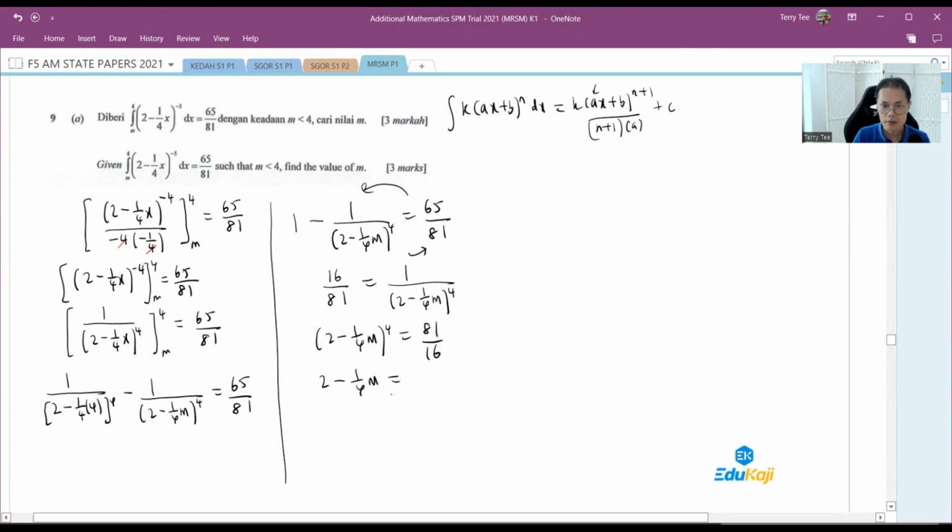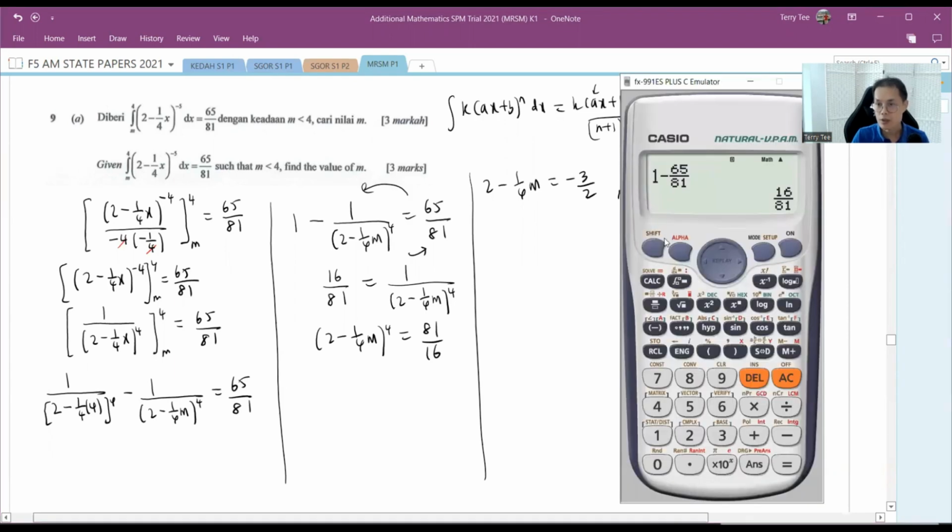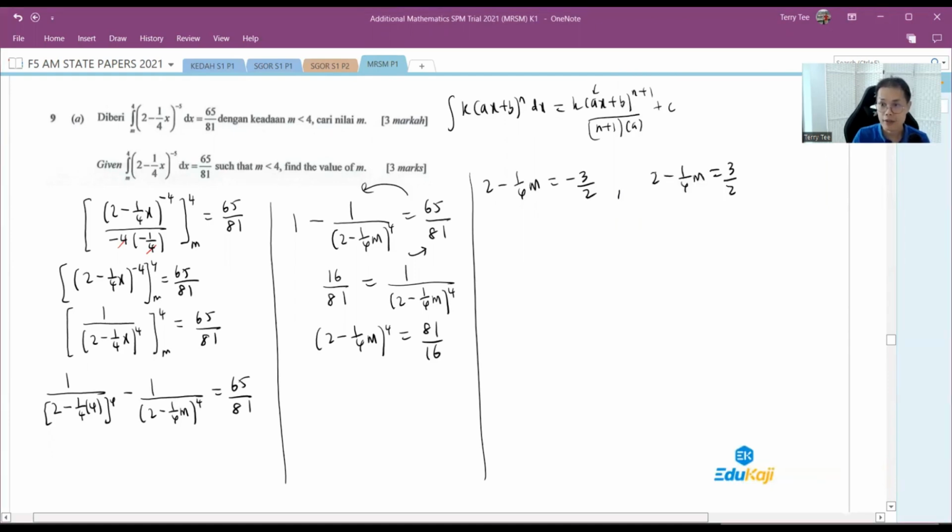There are two answers. All right, maybe I write it over here because it looks like I have more space. 2 minus 1/4 m equals -3 over 2. And let's work out the positive one as well, positive 3 over 2. Now, if you're not sure, you can use a calculator. You can just take shift power here because it's power 1 over 4. Put in your 81 over 16, you will get 3 over 2. But please add a negative and a positive.